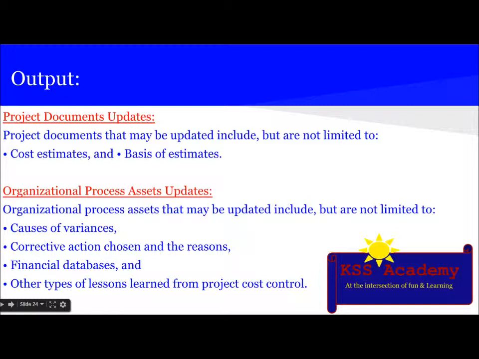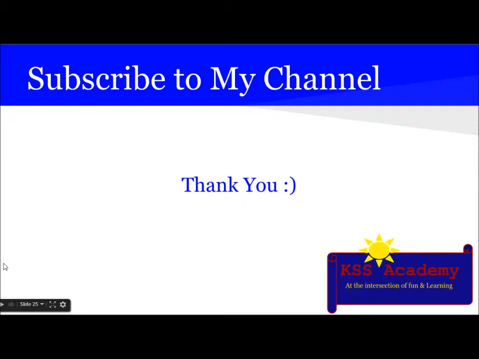Then project document updates include cost estimate and basis of estimate. Then OPA updates include causes of variance, corrective action chosen and the reason, financial databases and other types of lessons learned from the project cost control.